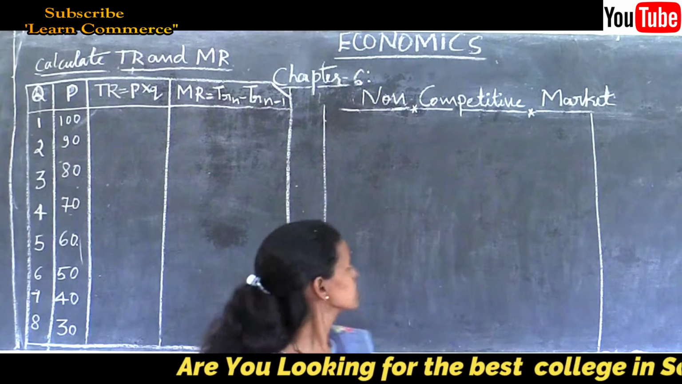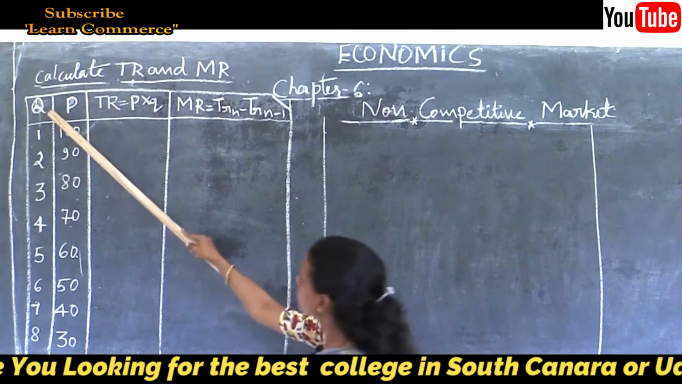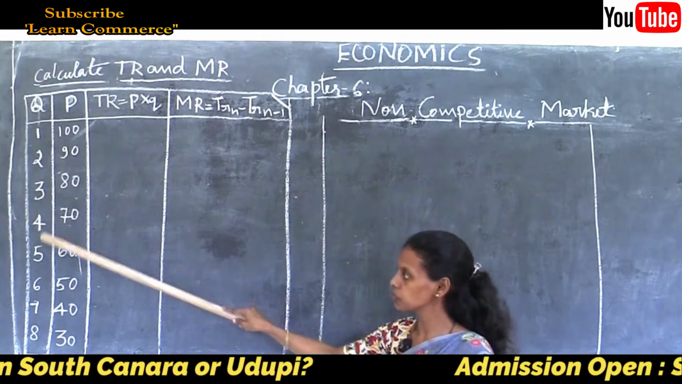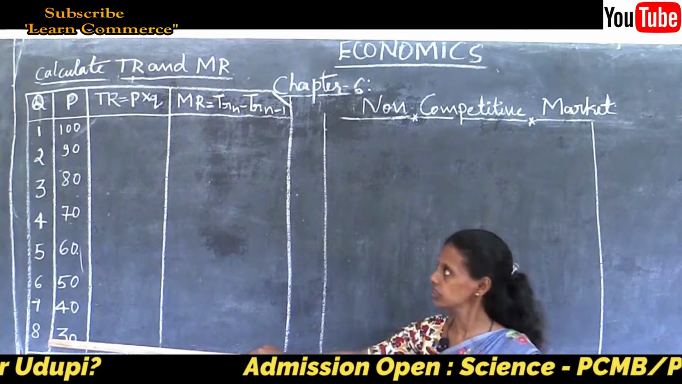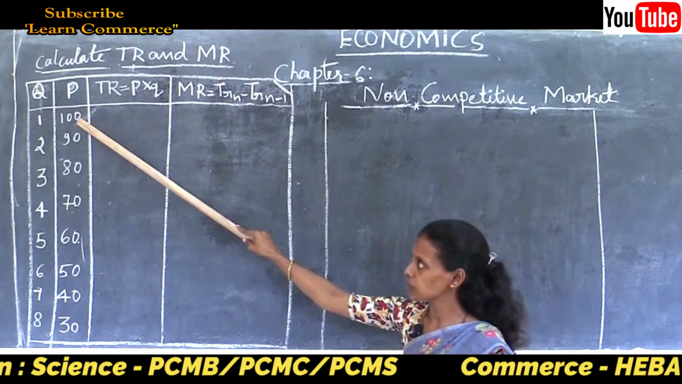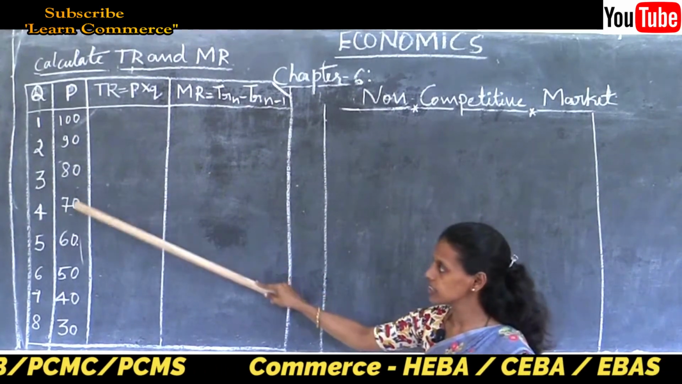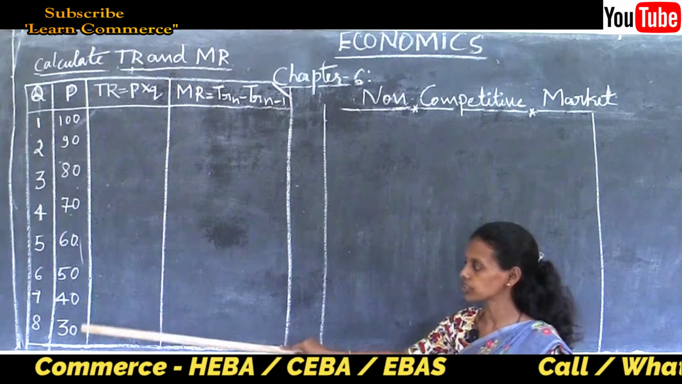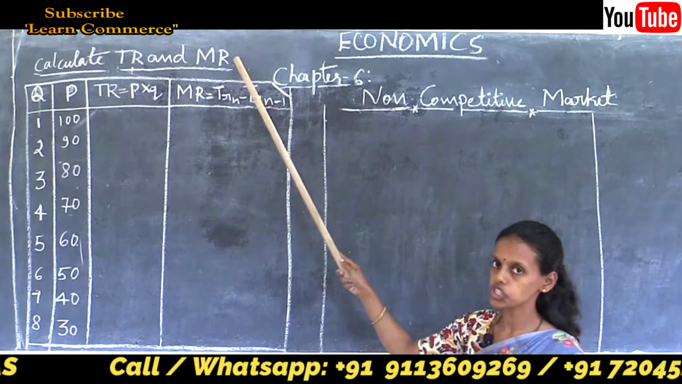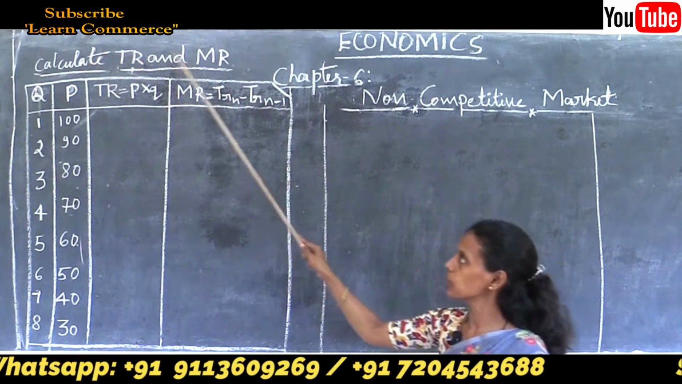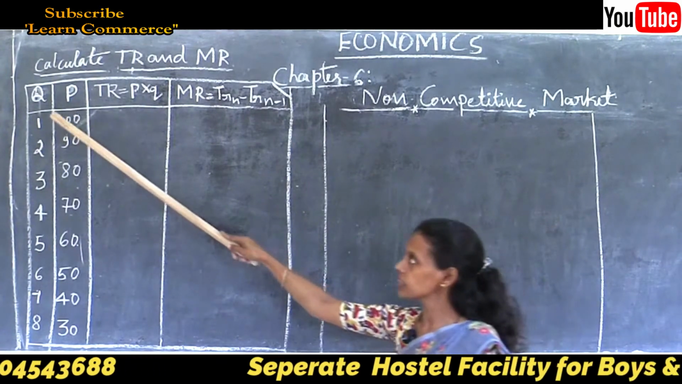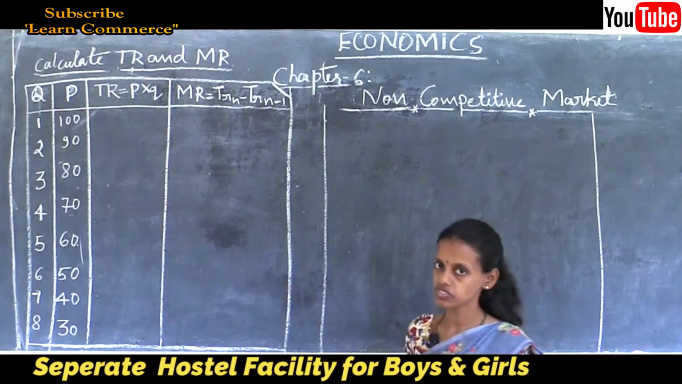So let us see, when the quantity or output is given as 1, 2, 3, 4, 5, 6, 7, 8 and so on, the prices given by the monopoly market are 100 rupees and 90, 80, 70, 60, 50, 40, 30 respectively. So how to calculate TR and MR? The question is: calculate total revenue and marginal revenue from the following table. So now what they have given is quantity and prices.